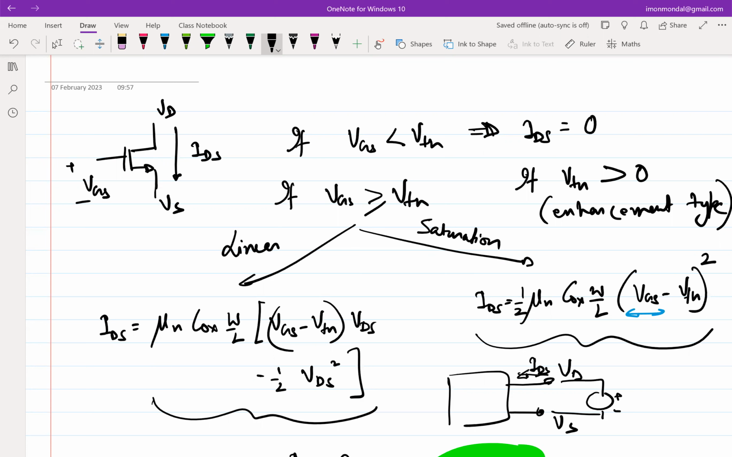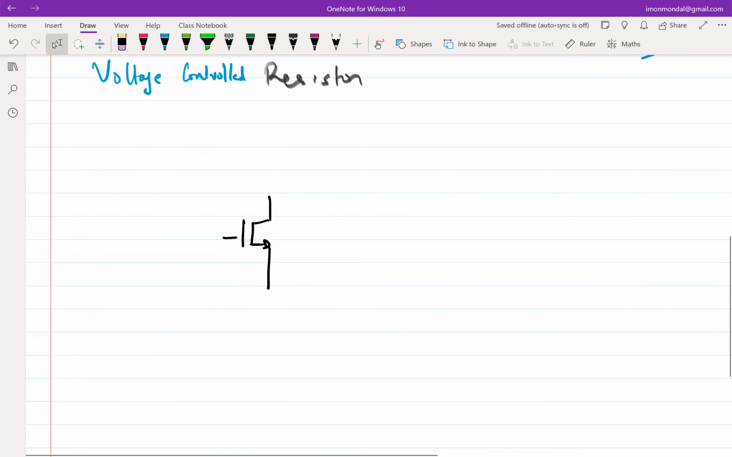You can make some MOSFETs where at 0 voltage itself, the channel exists. In this course, we will essentially be dealing with the enhancement type MOSFET because that is of more use to us. The reason is as follows. Let's say that you have a MOSFET where the threshold voltage is -1 volt.